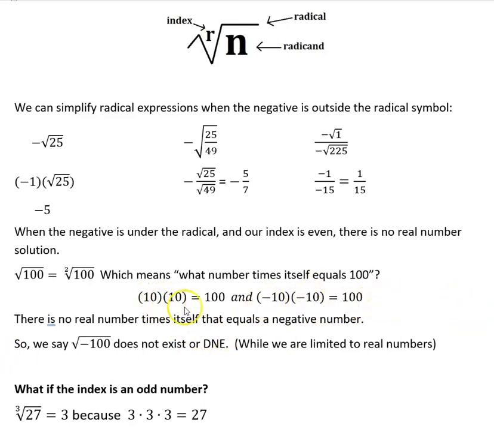But whether you have a positive or a negative times itself, you get a positive answer. So there's no real number times itself that equals a negative number. So we're saying what number times itself would give me a positive answer? A negative answer. We can't get that because it's always positive. So we say square root of negative 100 does not exist, or we just write DNE. That's why we're limited to real numbers. So as you go further in math, you can see how to solve those.